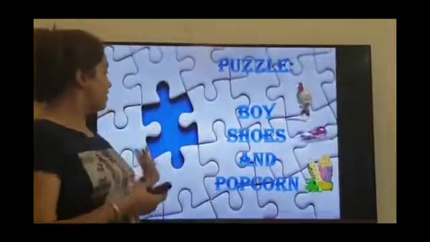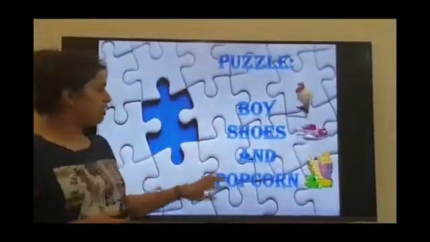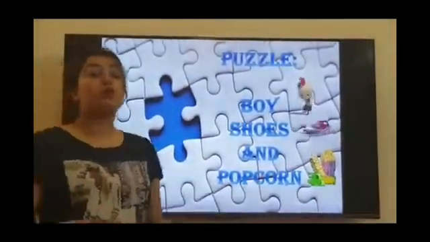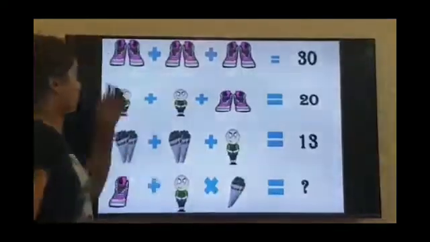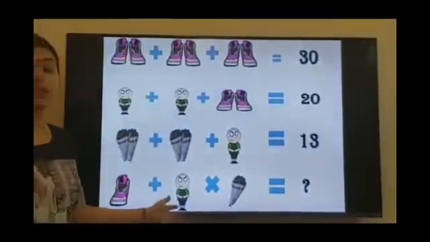So students, as an activity week is going on, here I am with one very interesting puzzle which is trending a lot nowadays on social media. And the puzzle is the boy, shoes and popcorn puzzle. So what is the puzzle? Now, this is the puzzle, students.